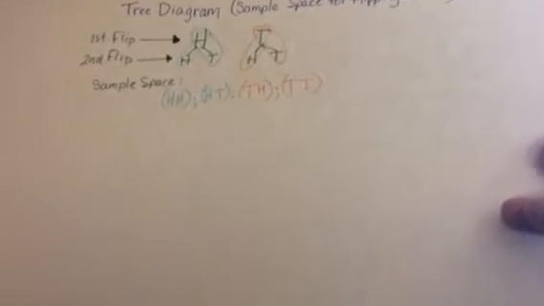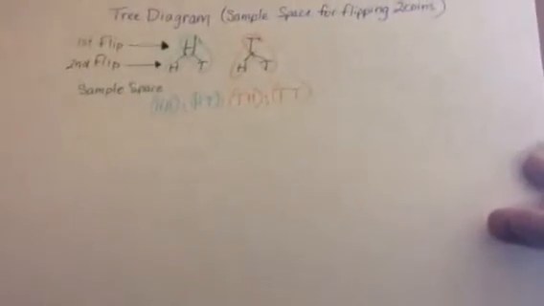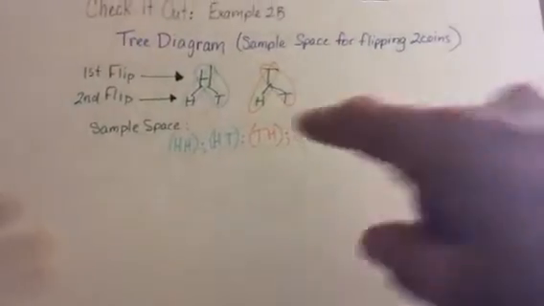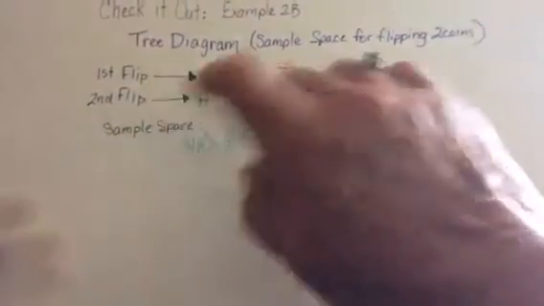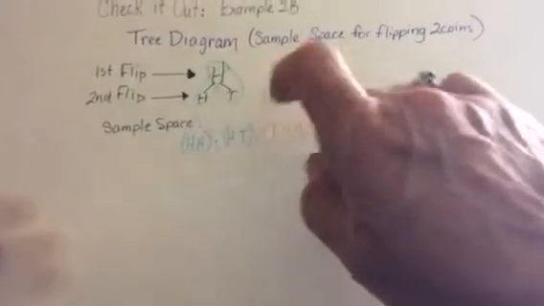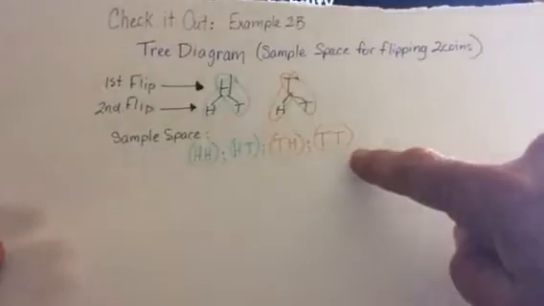So in the first flip we have a head or a tail. I know I'm not holding that very well. There we go. So you could get a head or a tail. Then in the second flip you could go head head, head tail, tail head, or tail tail. So I listed them out in the sample space here.